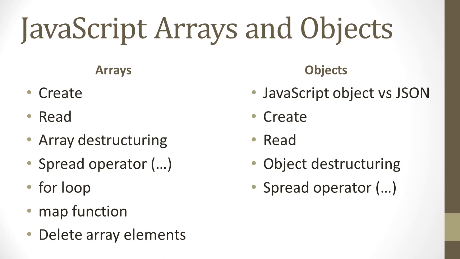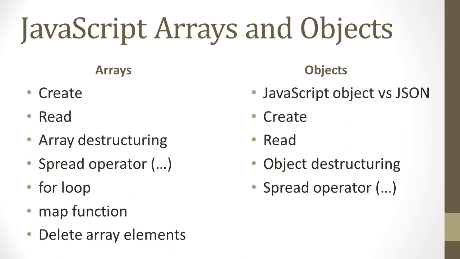In this video, I will show you how to use two JavaScript types which are arrays and objects. These types are very important to create a front-end application. So I will show you how to create and read arrays, how to use the array destructuring, the spread operator, the for loop, and the map function. Then we will see how to delete array elements.